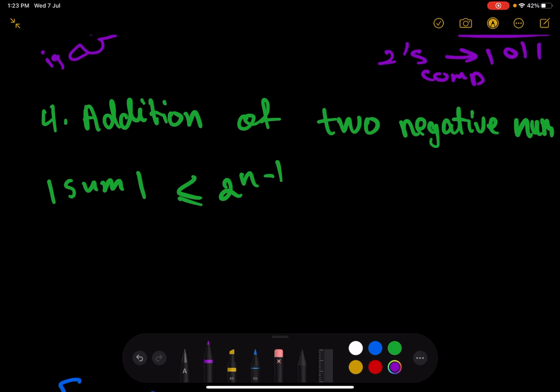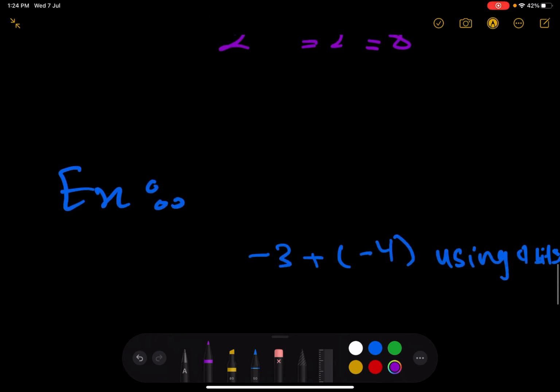Actually, this one is the same. If the number is less than 8, also we're going to deal with 4 bits, so let me write it like that. 2 power 3, which is 8. So we're here expecting to get a number which is less than 8 as an absolute value.